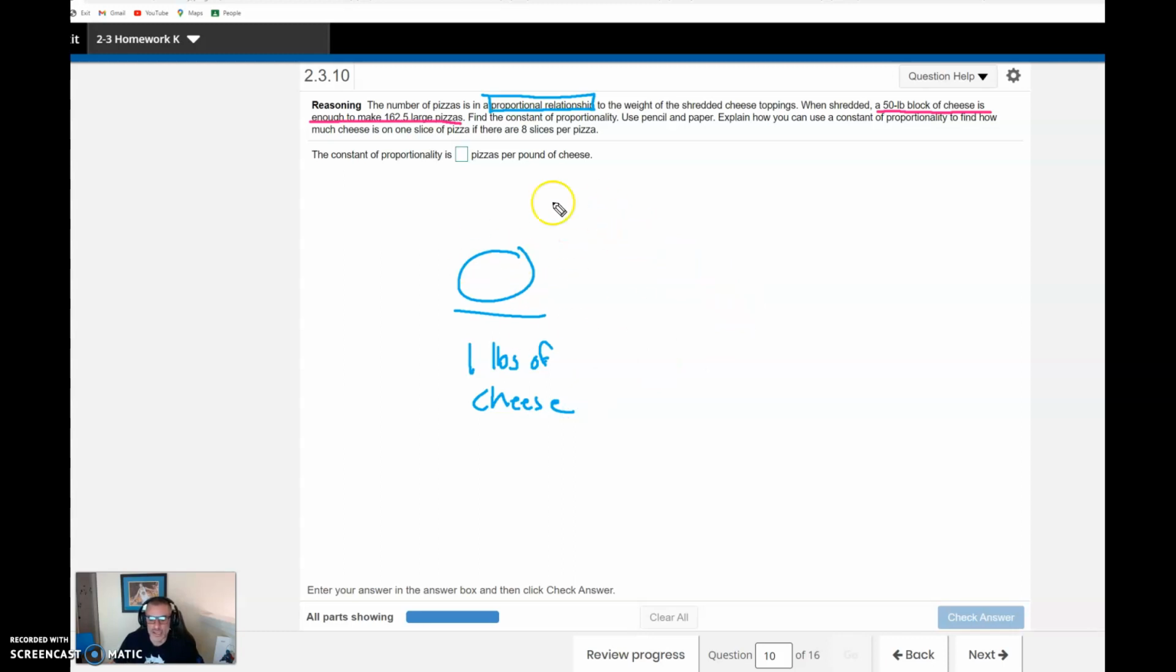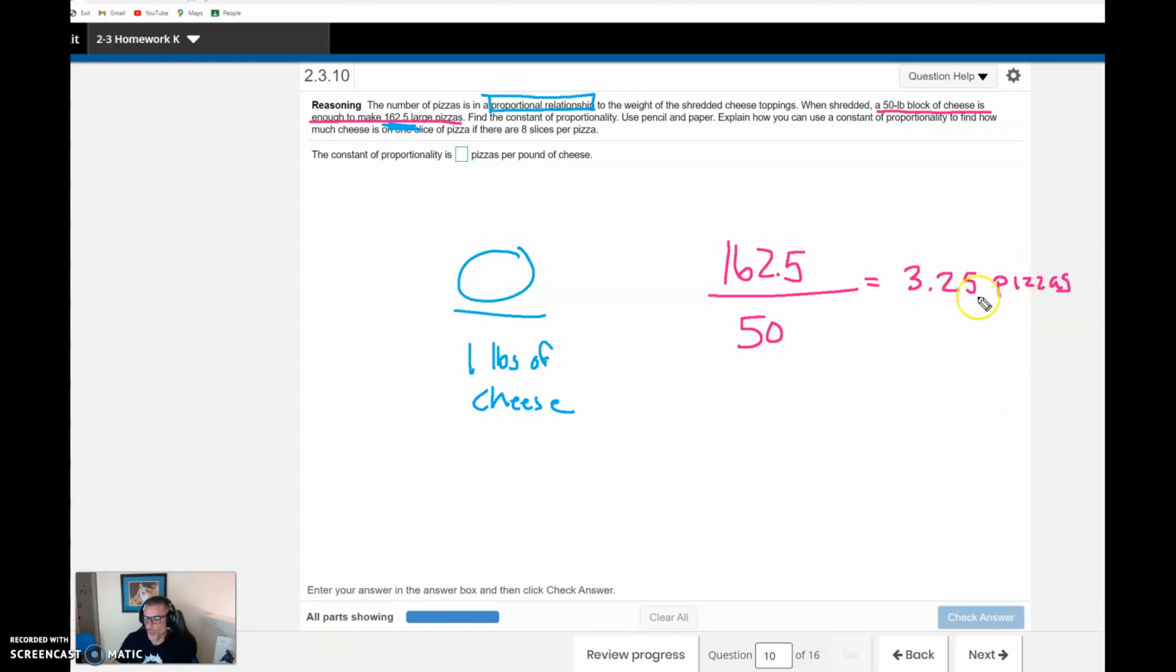So the way we find this is, let's go ahead and take our number of pizzas. Let's put it on top. We have 162.5. And let's put our cheese on the bottom. We have 50 pounds. 162.5 divided by 50. If I do that, that will tell me how many per 1 pound of cheese. So I'm going to use a calculator. I have 162.5 pizzas divided by 50 pounds of cheese. That means that I can make 3.25 pizzas.